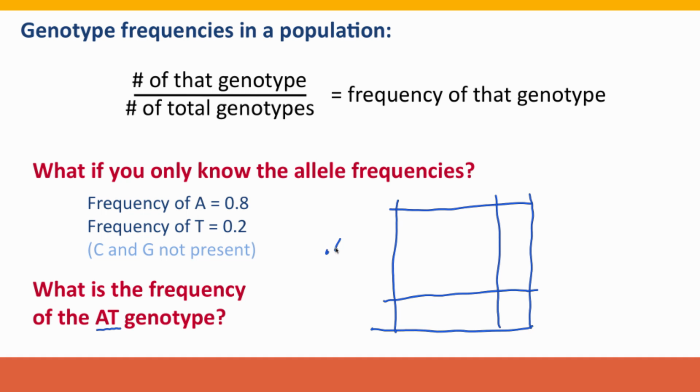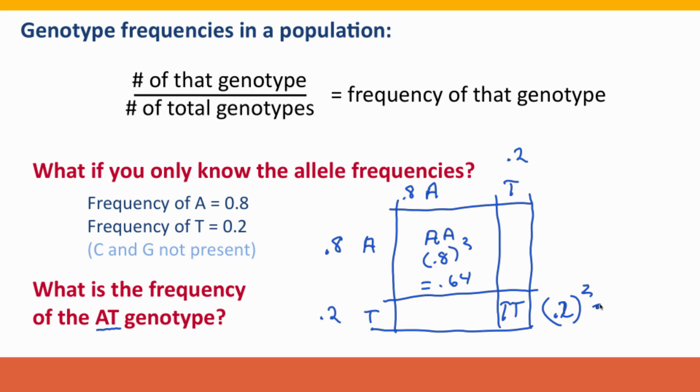So we know that 0.8 of the population has A's, and we're going to draw that A 0.8, and 0.2 of the population has T, 0.2. And we can simply then look at the picture and say, oh yeah, of course, the chance of A meeting A, to give the AA genotype, is going to be 0.8 squared, which is 0.64. And the chance of T meeting T to give the TT genotype is going to be 0.2 squared equals 0.04.